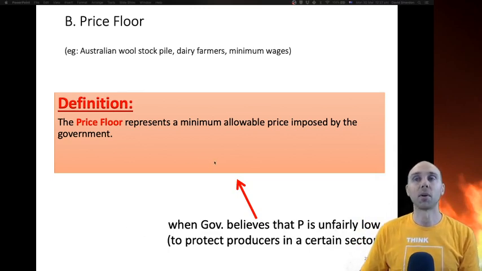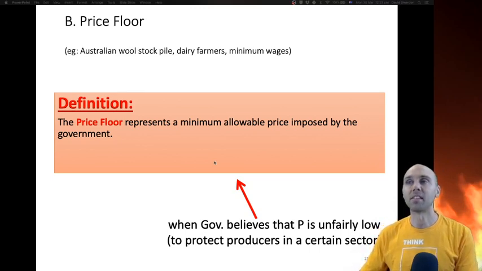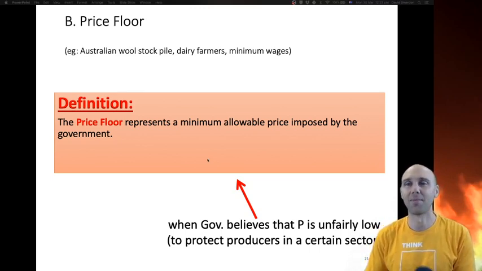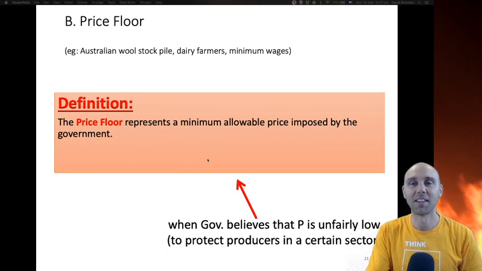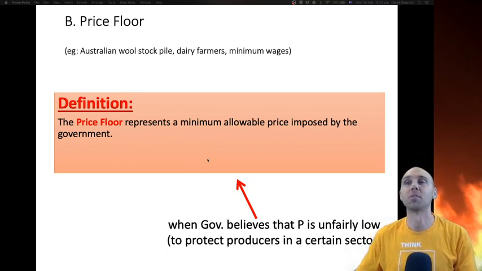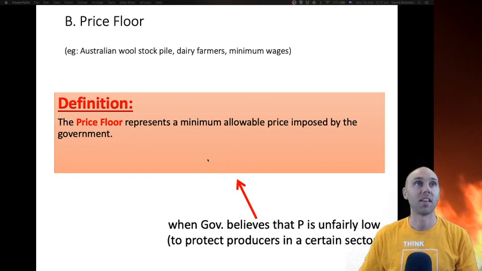So this is a situation where the government believes that the price is unfairly low, to protect producers in a certain sector. And like I said, that could be the labour sector as a whole in the case of minimum wages.